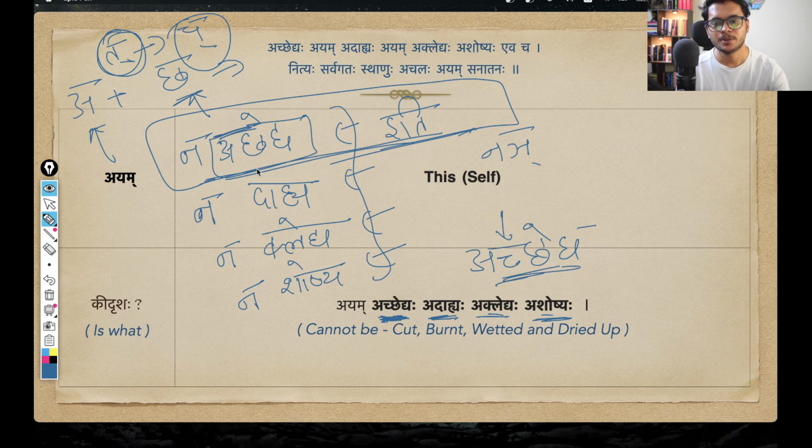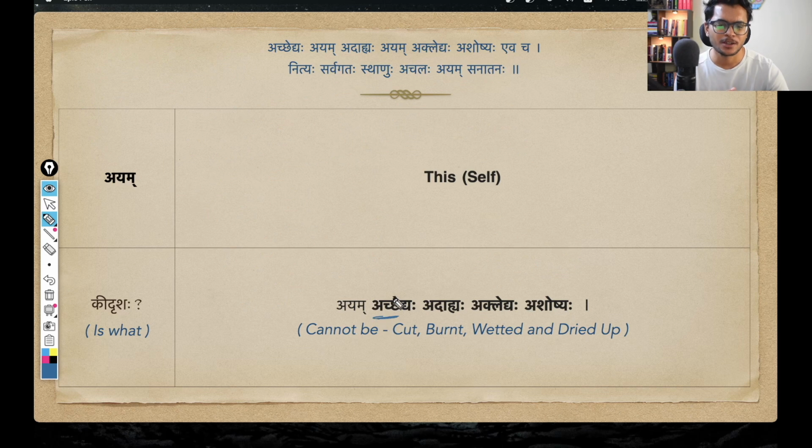So this is only happening with this one. Here we are simply adding a: adakhya, akledya, ashoshya. Okay, so that is it. I'm just explaining because you can have this doubt about how this cha is coming. But now I hope you got an idea of how these 4 words are coming from the same verbal roots that we saw in the previous shloka.